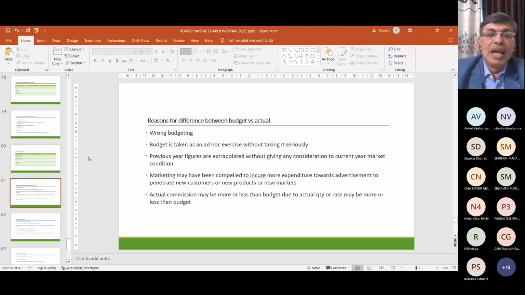Marketing may incur more expenditure compared to income toward advertisement to penetrate new customers or products or new markets. It is totally a business call. Actual commission may be more or less than budget due to actual quantity, or it may be more or less as compared to budget.